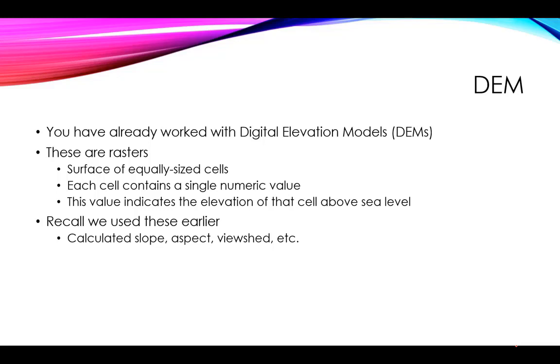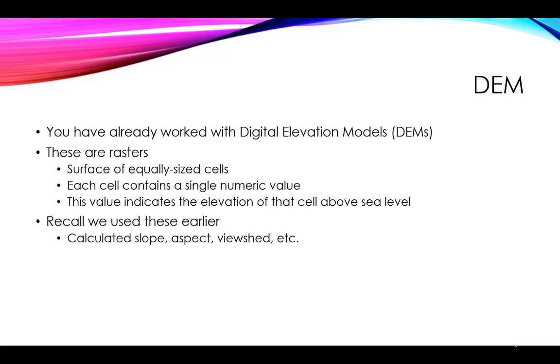And we used these earlier because you can do things like calculating slope, aspect, so which direction the cell is facing, so you can tell how much sunlight it gets, viewshed, so at certain times of the day, what's going to be shadows and what's not going to be shadows, things like that. They're very common and they're very useful.